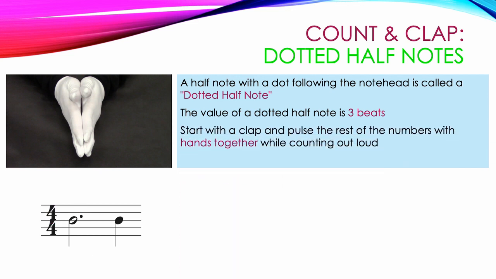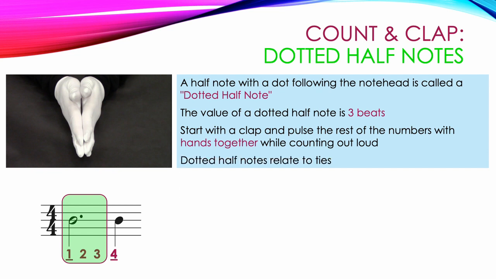To correctly clap and count the dotted half note, start with a clap and pulse the rest of the numbers with your hands together while you count it out loud. It's exactly the same as it was for a half note, just 1 count longer. So we clap on count 1 and keep our hands together for counts 2 and 3. 1, 2, 3. And we'll round out the measure with a clap on count 4 for our quarter note.